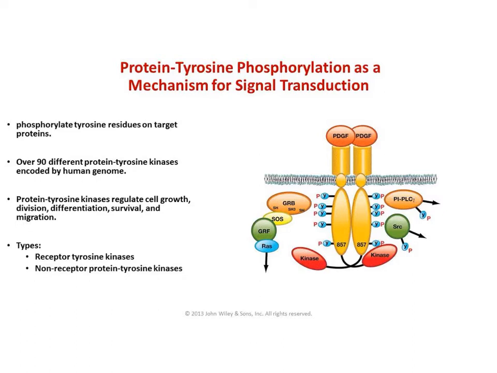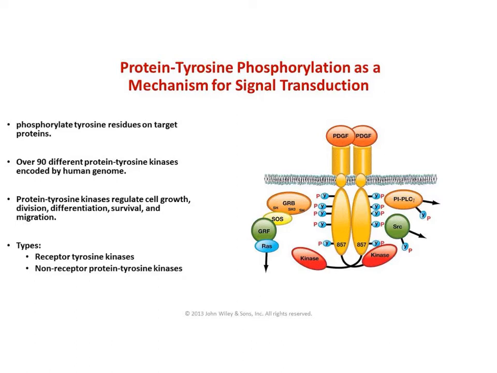Protein-tyrosine kinases are involved in many different processes in multicellular organisms, such as regulation of cell growth and division, differentiation of cell types, survival of cells, and also migration. And like I stated just a second ago, there are receptor tyrosine kinases, and there are also cytoplasmic or what are called non-receptor protein tyrosine kinases.